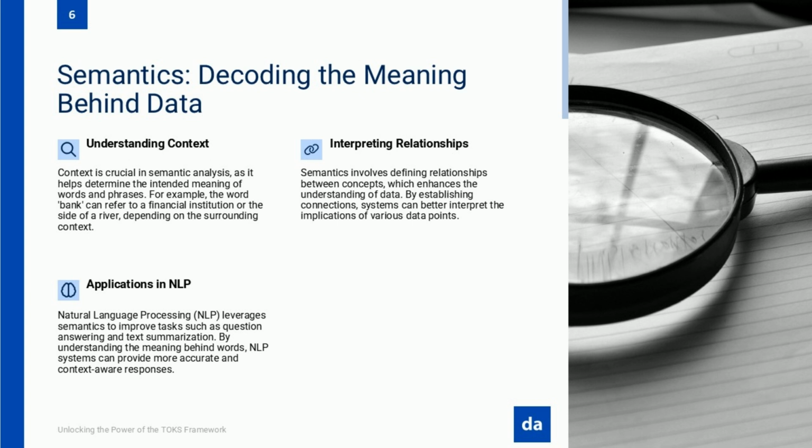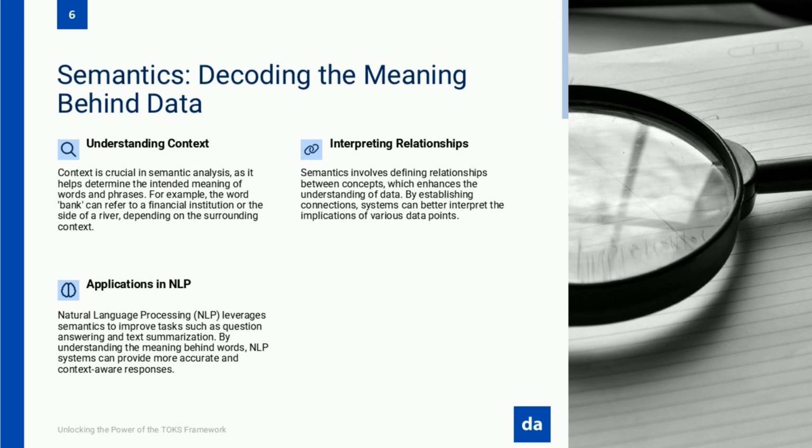The integration of semantics with other data science pillars like taxonomy, ontology, and knowledge graphs creates a powerful framework for understanding and utilizing data. While taxonomies provide structure and ontologies define relationships, semantics breathe life into these frameworks by infusing them with meaning and context.